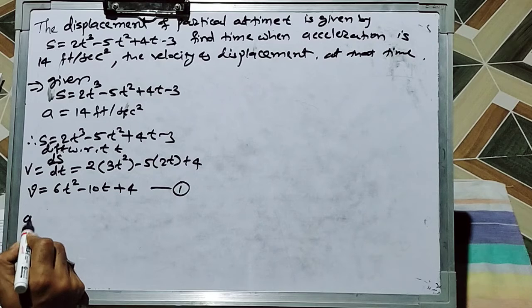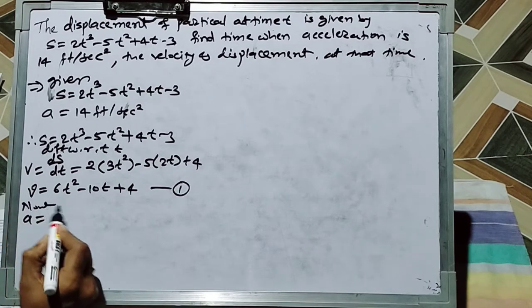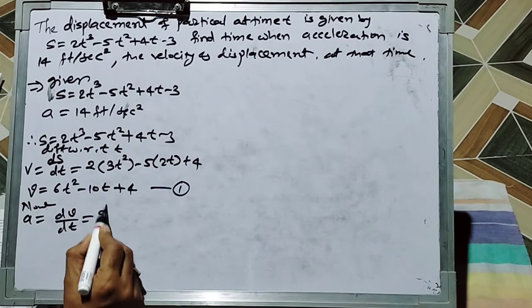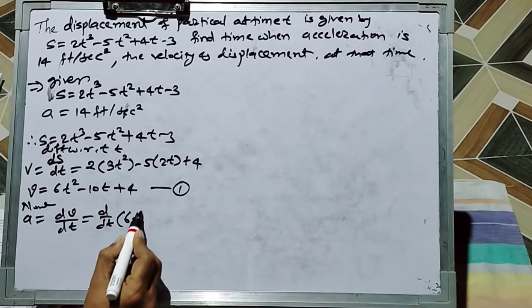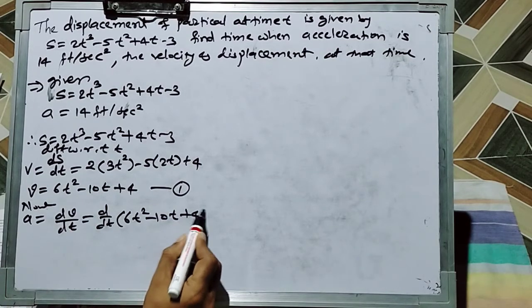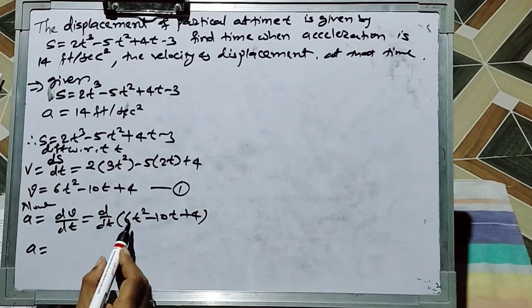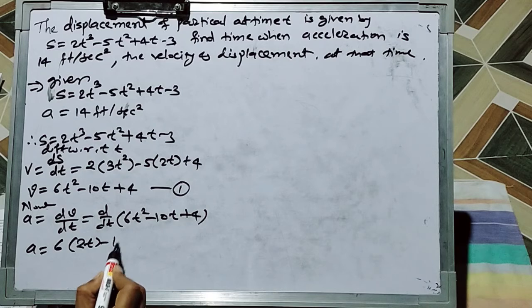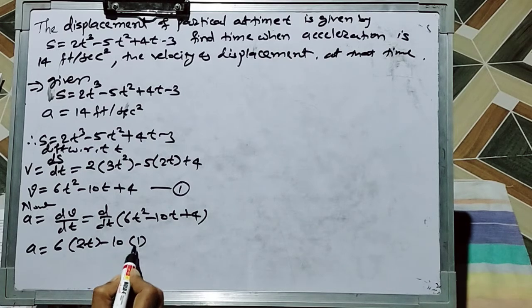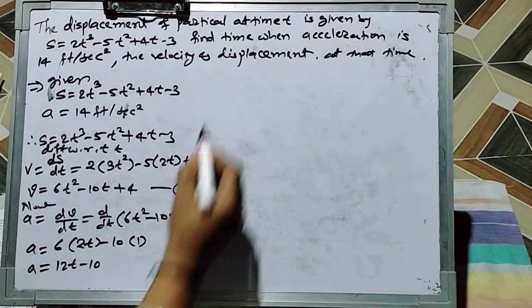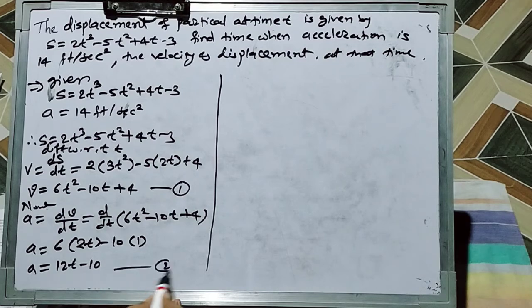Now acceleration is again the derivative of velocity with respect to time. So d/dt of 6t squared minus 10t plus 4. The derivative of 6t squared is 12t, minus 10 into the derivative of t, which is 1, and the derivative of 4 is a constant term, so 0. So this equals 12t minus 10. This is our acceleration.